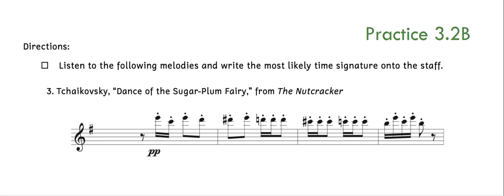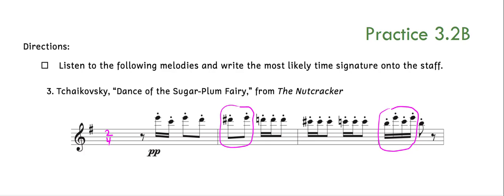Okay, so now we can kind of see a very clear subdivision of 4, and we can clearly see a division of 2. So that means there are 2 beats per measure, so we'll put 2 on the top, and a quarter note equals a beat, so this is 2/4.